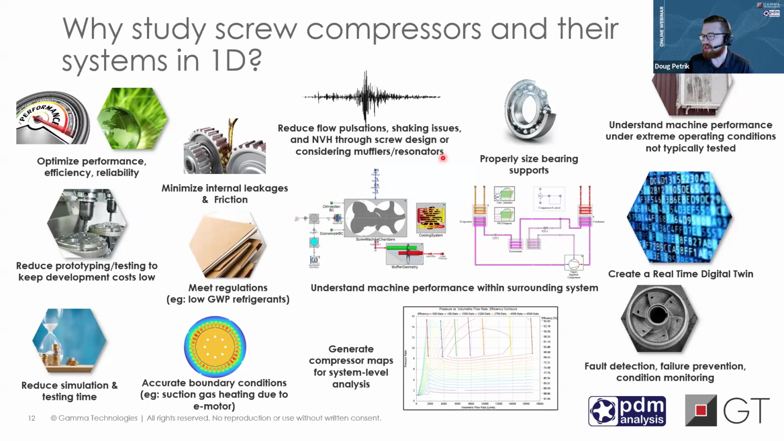And of course, modeling screw machines in 1D, the benefit of 1D simulation over something like 3D CFD or 3D FEA could give you some faster runtimes to study these systems and these subsystems together. So that enables you to do quick design iterations, get an idea for how things perform, and potentially reduce testing time and higher fidelity simulation time. So those are some of the key reasons why you may want to study a screw machine in 1D.